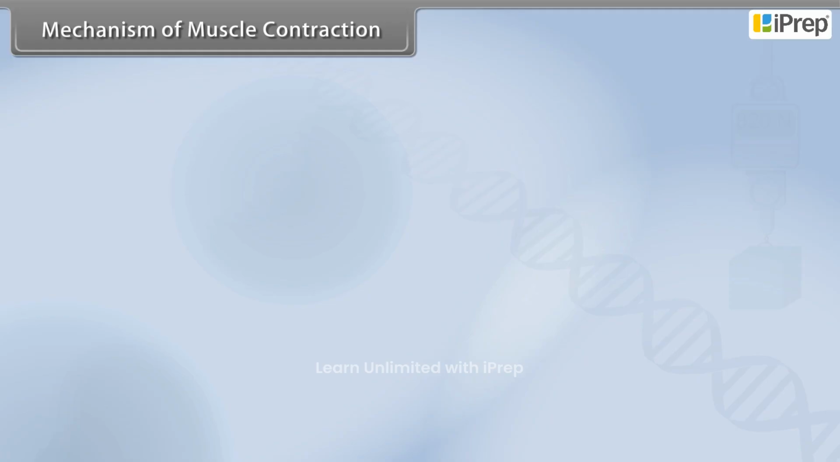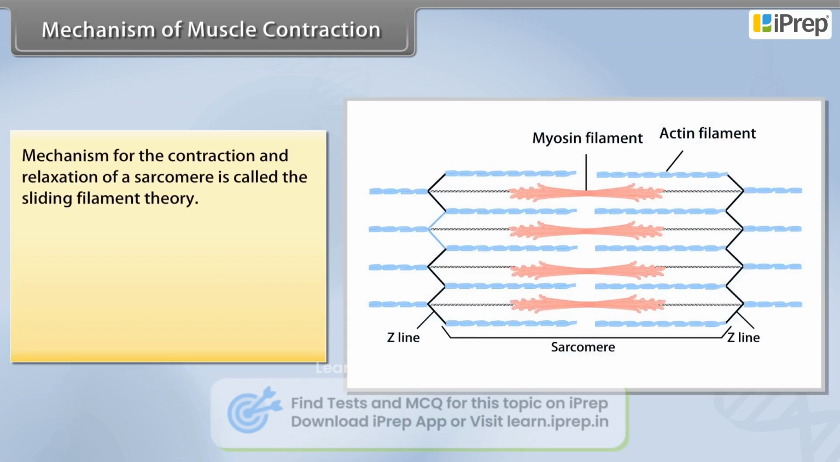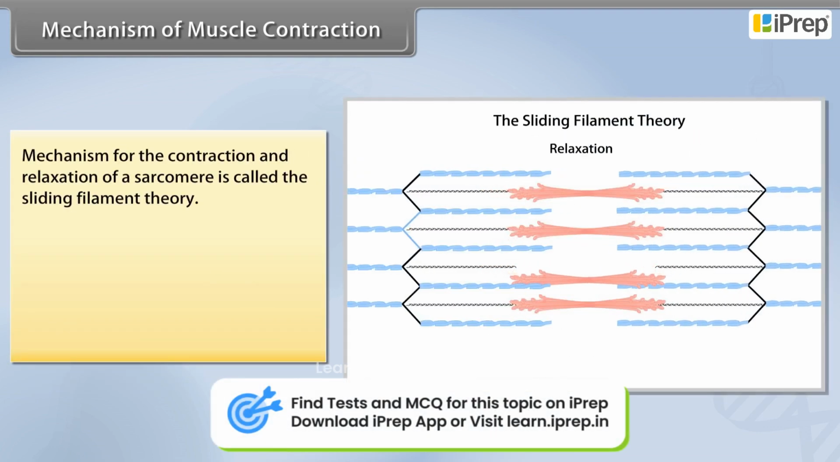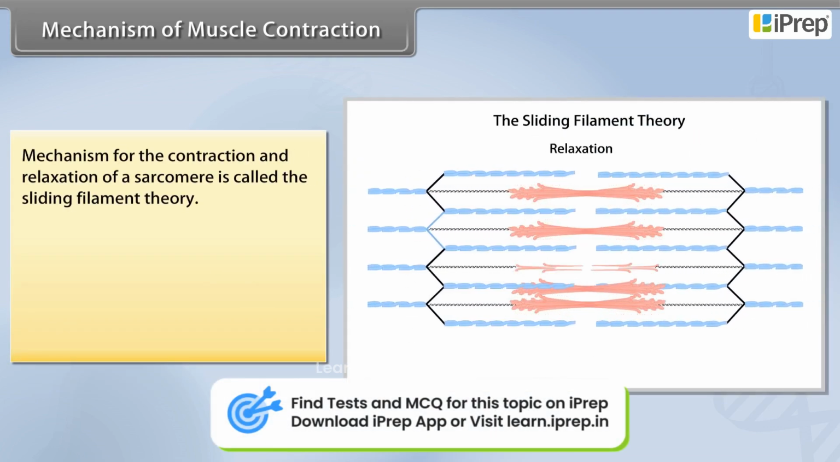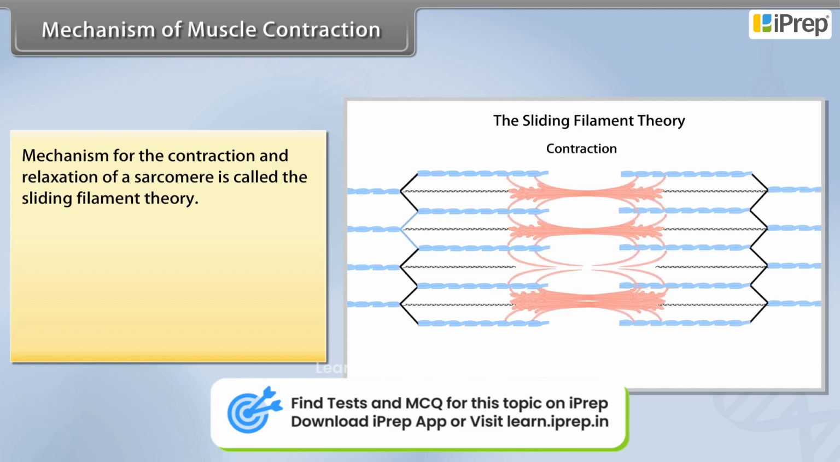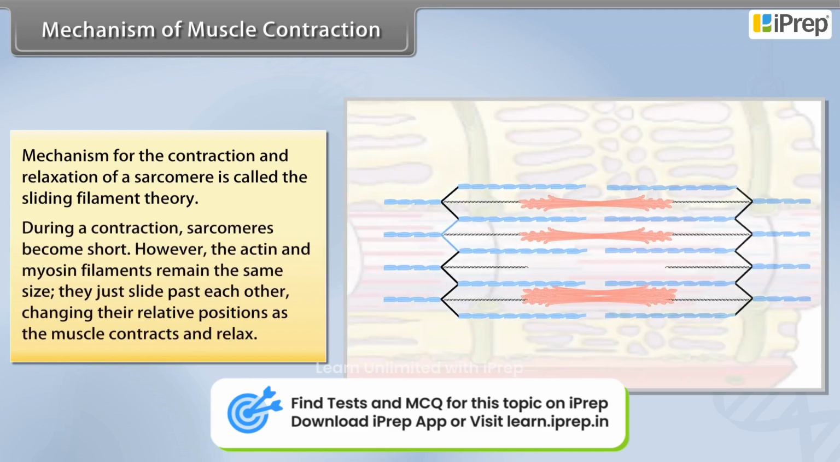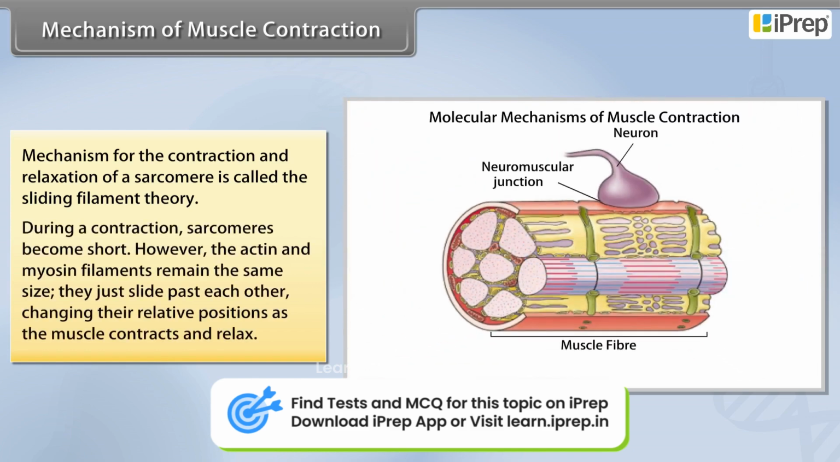Mechanism of Muscle Contraction. The mechanism for the contraction and relaxation of a sarcomere is called the sliding filament theory. During a contraction, sarcomeres become short. However, the actin and myosin filaments remain the same size. They just slide past each other, changing their relative positions as the muscle contracts and relaxes.